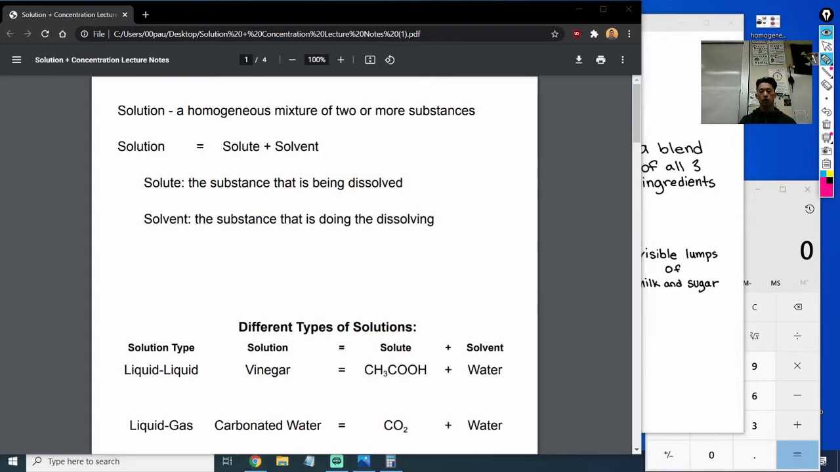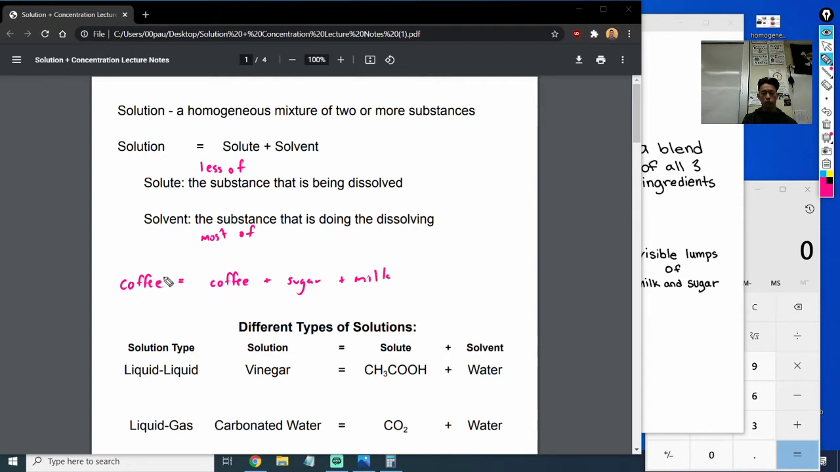Now, solutions are made up of solutes and solvents. Easy way to think about it, a solute is the thing that's being dissolved, basically the thing that you have less of. And a solvent is the thing that's doing the dissolving, basically the thing that you have the most of. So going back to the coffee example, if our solution is coffee, the coffee that we were talking about was made out of coffee. It was also made out of sugar, and it was also made with milk.